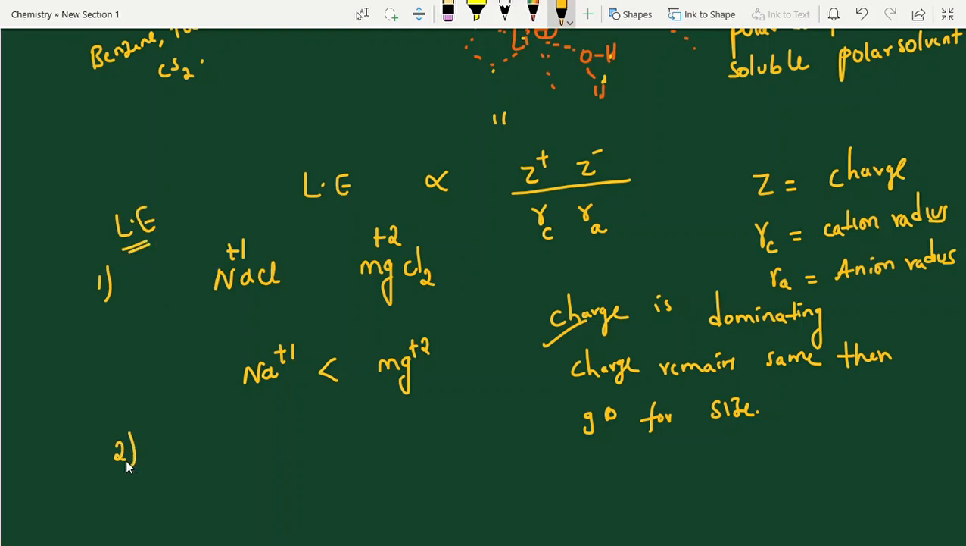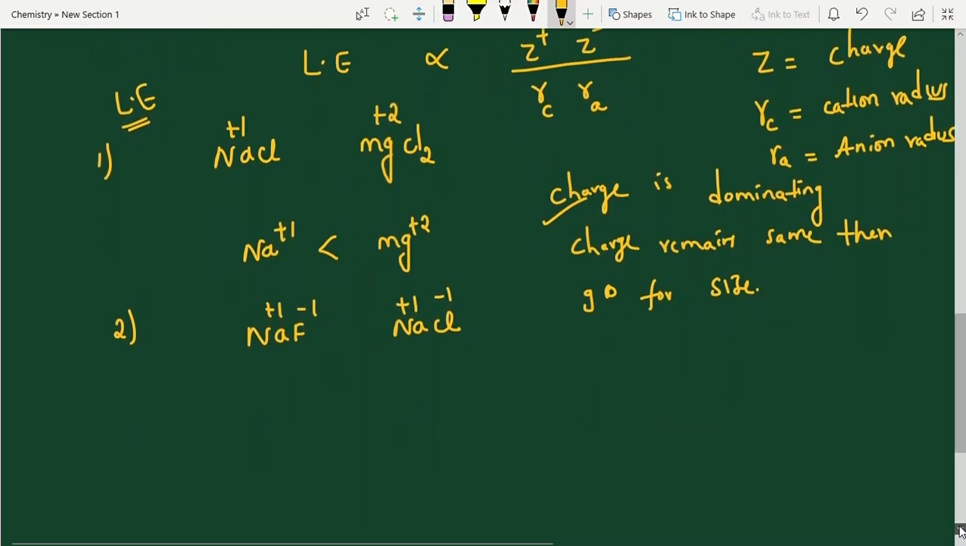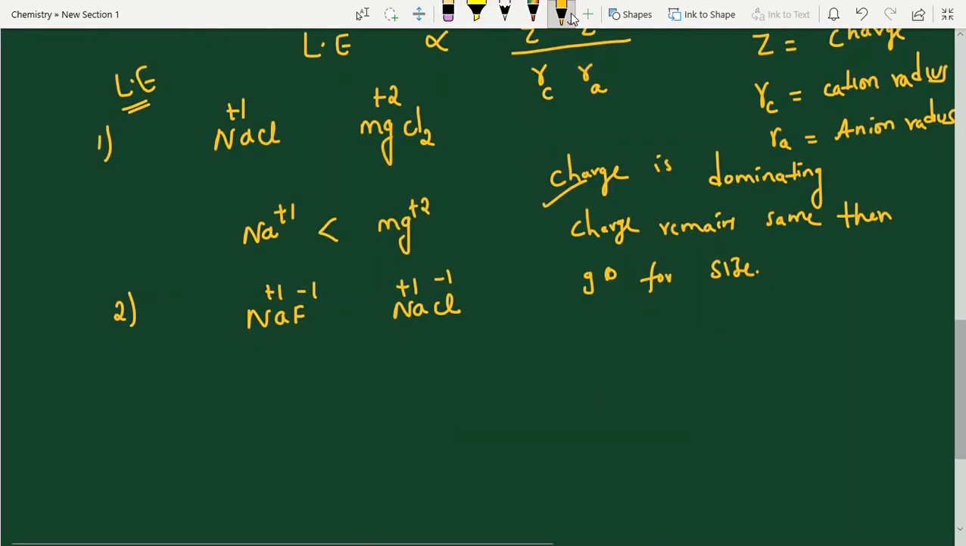Now the next one. Sodium fluoride and sodium chloride. So which one? Here sodium plus 1, here sodium plus 1. Fluorine minus 1, chlorine minus 1. See, cations are the same, anion charges also the same. Then if charges are the same, you can go for size, right? So then size is inversely proportional to lattice energy. Clear? That's all, students.